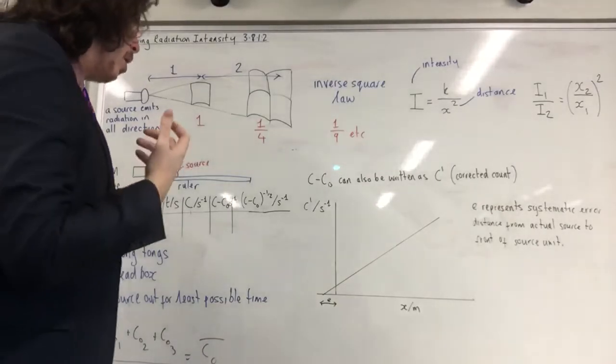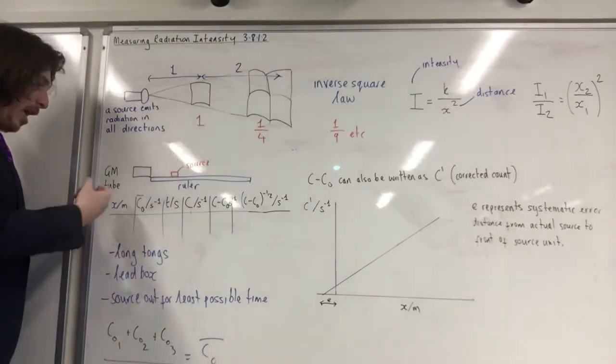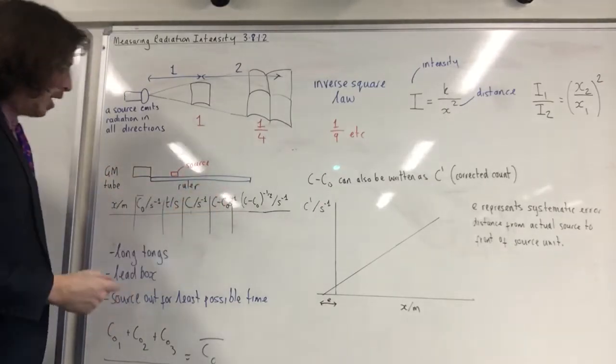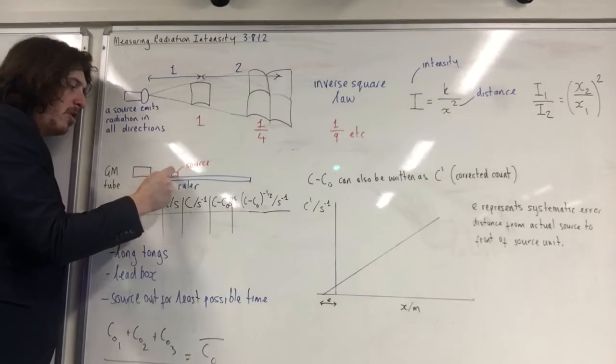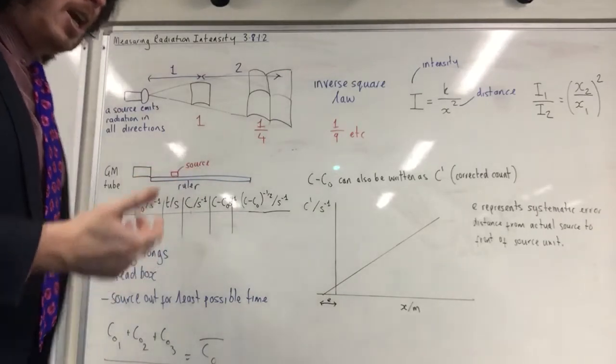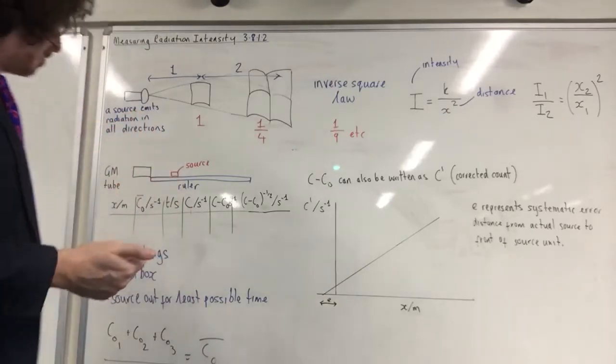So, what we need to do is we need to get a Geiger tube, we need to get a radioactive source, and we need to get a ruler. And what we are doing is we are moving the source different distances and measuring the count rate. Okay? And then we're converting that into count rate per second.